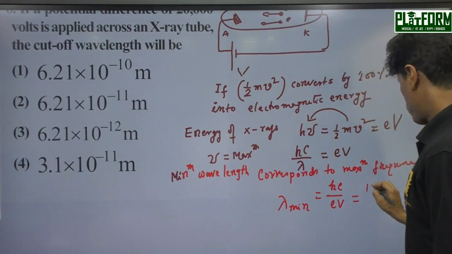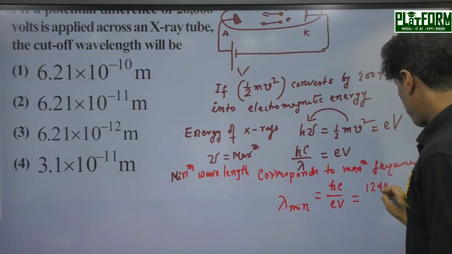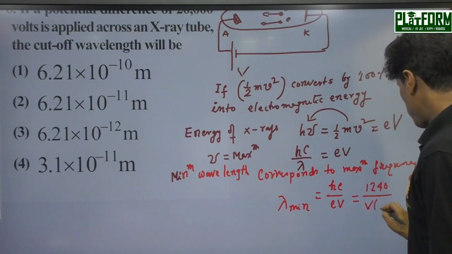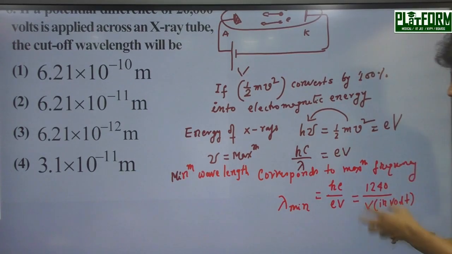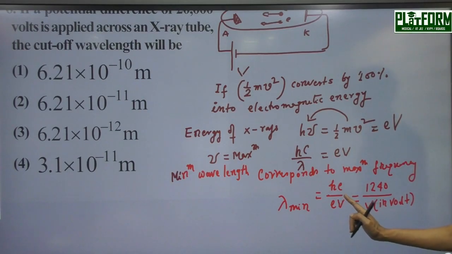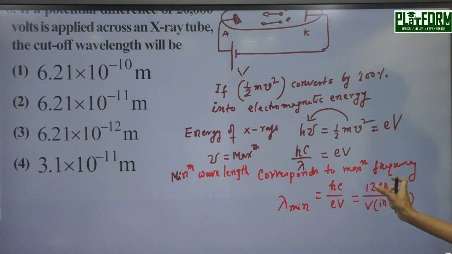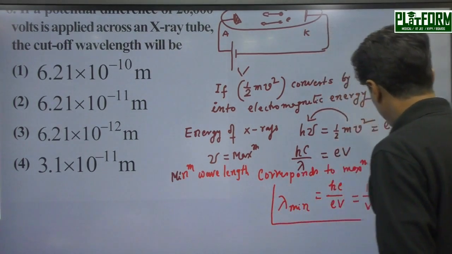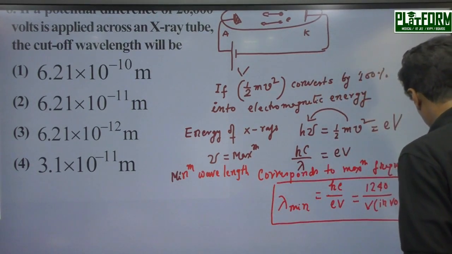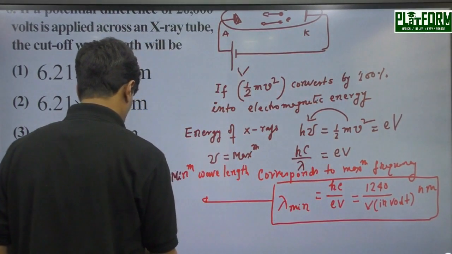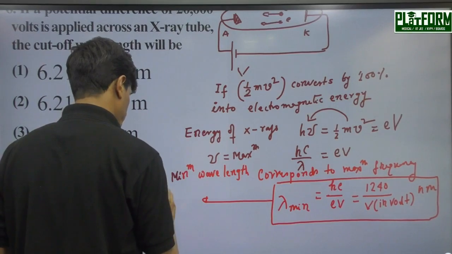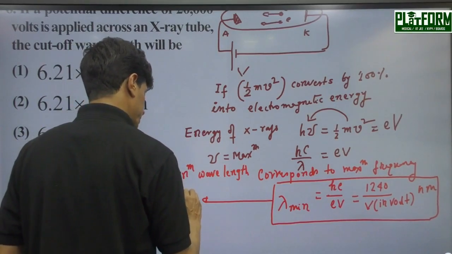And this is 1240 by V in volt. If we put the values of Planck constant, the speed of light and the electronic charge, we get 1240 by V in volt, and it is in nanometer. So this is a very important formula: the minimum wavelength of X-ray, and this wavelength is also called the cutoff wavelength.